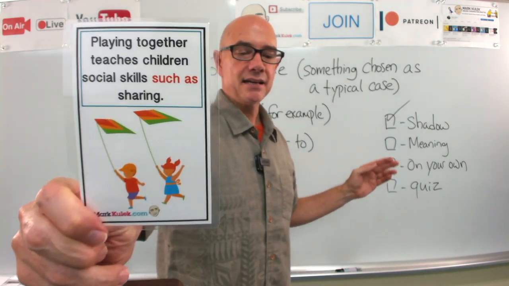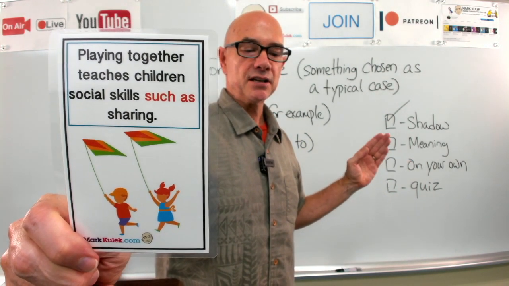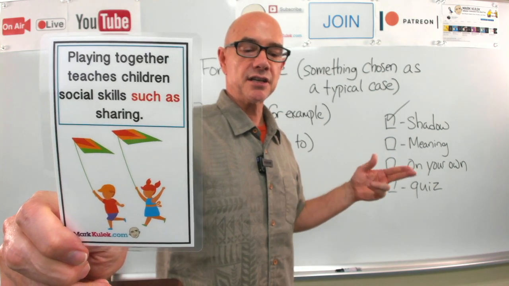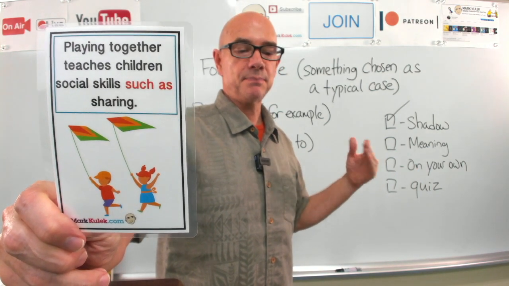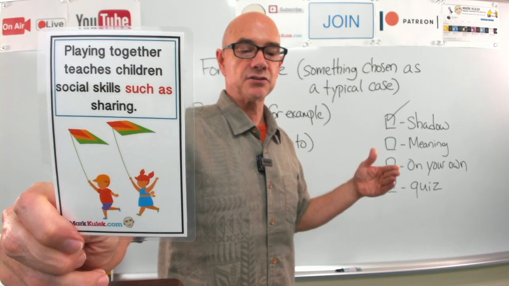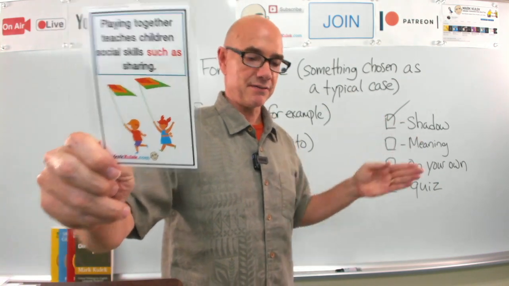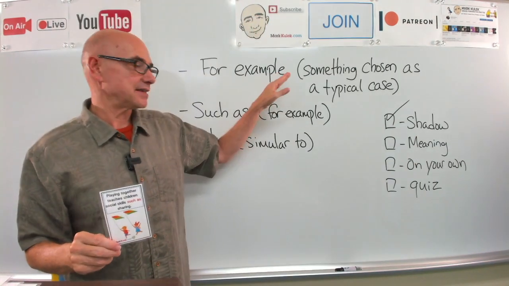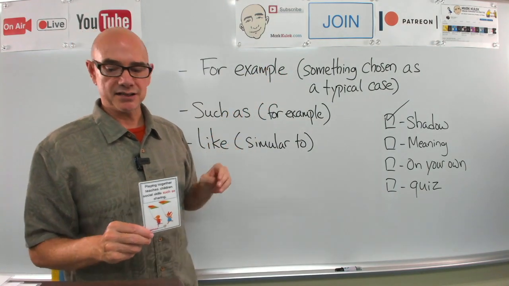So such as, for example, right? So we can say teaches children social skills such as sharing, or we can say playing together teaches children social skills, for example, sharing, right? So it means the same thing. For example, and such as.